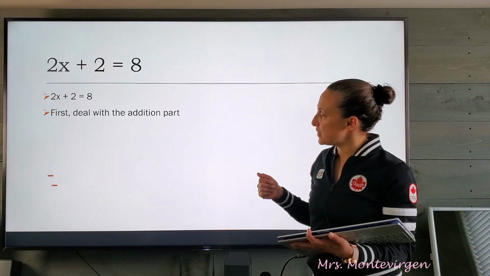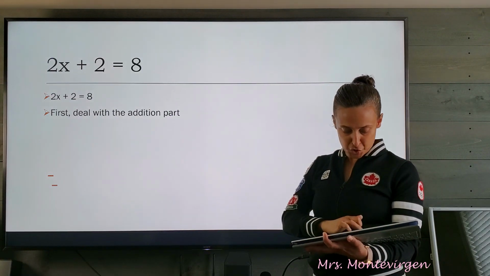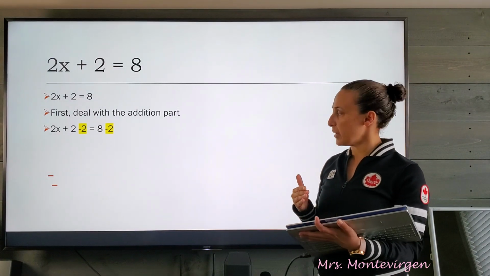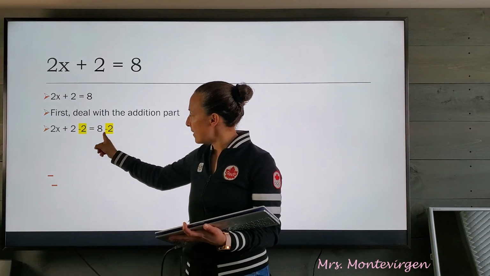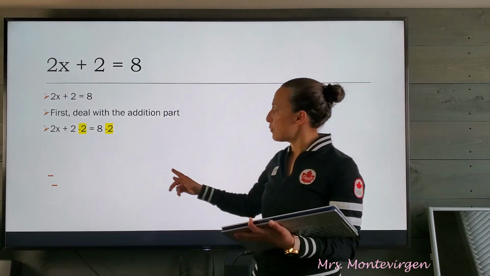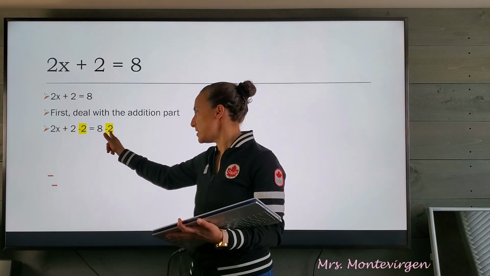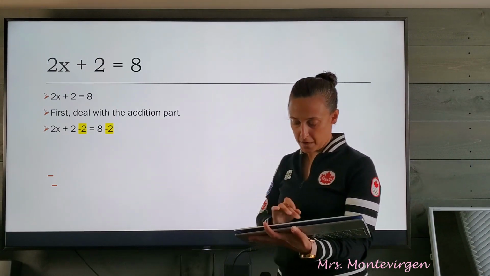And in this case, we're going to start off with the plus 2. Now, the inverse operation of the add 2 is minus 2, and you'll see that's what I have here. I've highlighted it, and I brought that minus 2 over to the other side. So now you have 8 minus 2.